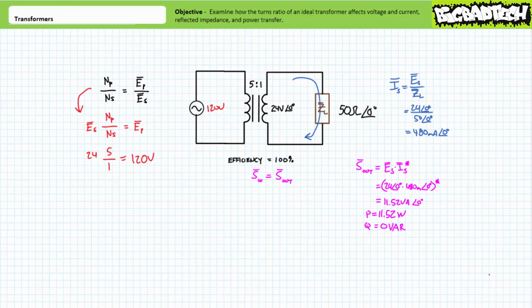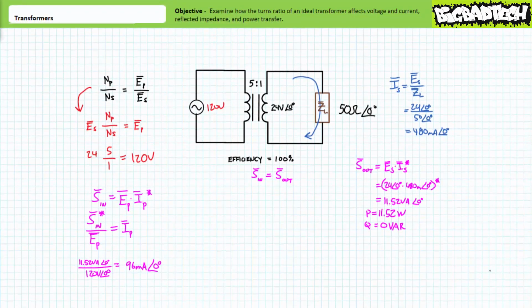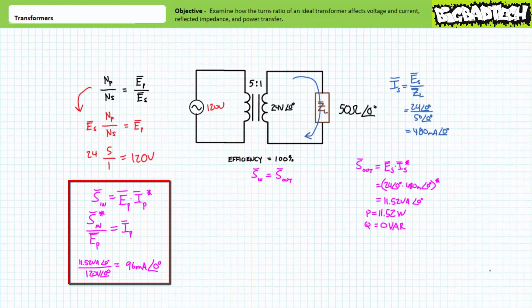If this ideal transformer was truly 100% efficient, we can say power in equals power out. Given our power output at the secondary is 11.5 volt amperes, we could say our power input at the primary to be also 11.5 volt amperes. We can use this power figure to solve for current in the primary.